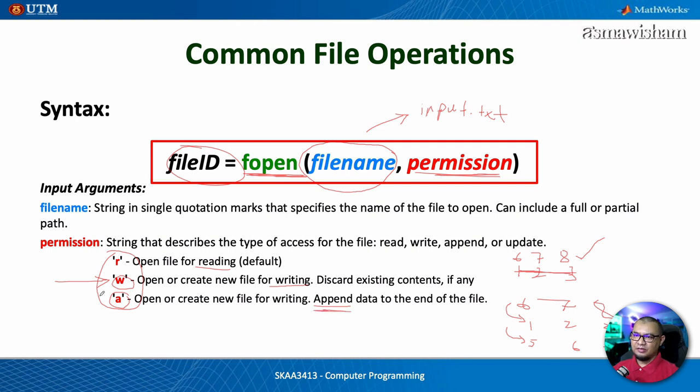Alright, so yes, we must use this permission. But for R, it depends on the situation whether you want to use it or not. By default, if you don't use R, MATLAB will understand that you didn't put any permission inside here. You just make it blank: no R, no W, and no A. By default, MATLAB will understand it is read. So the usage of the R letter here is optional. You can use it or not. If you don't, MATLAB will understand it is for reading.